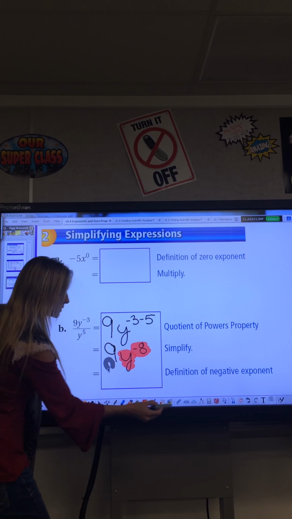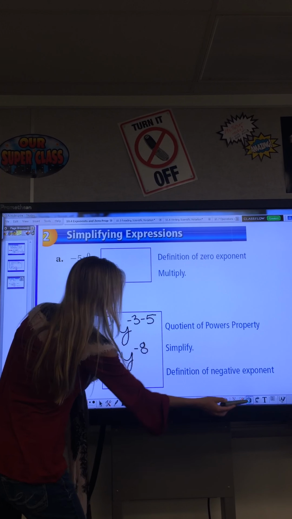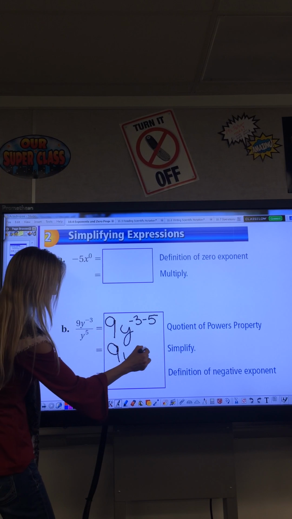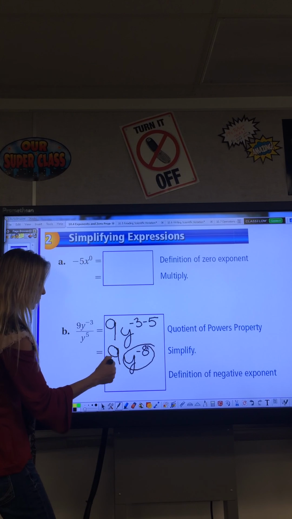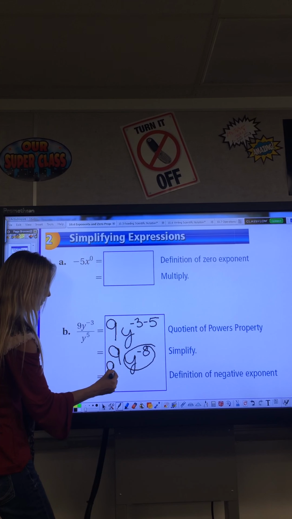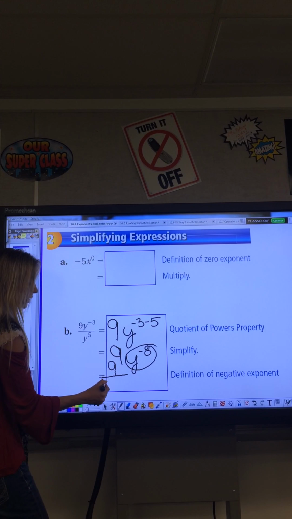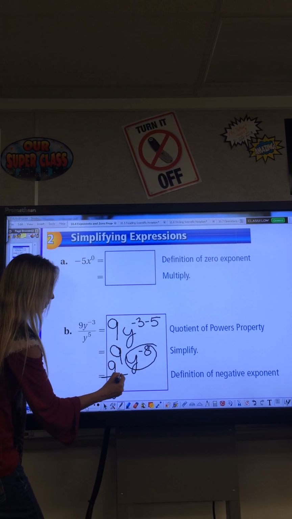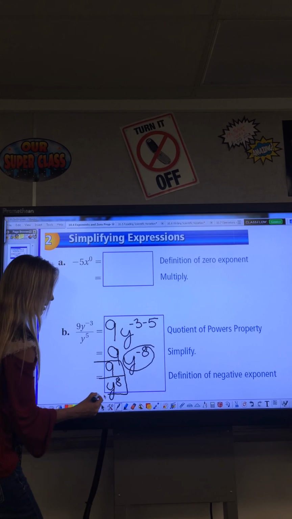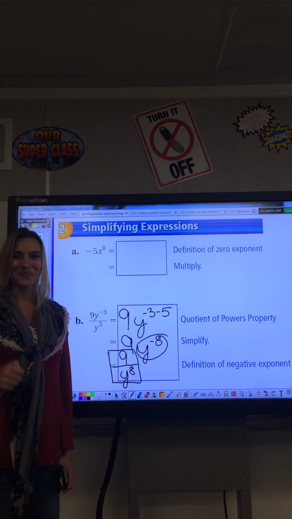So the answer is this goes in the denominator, this will stay because the 9 is positive. So I'm keeping it in the numerator, and the y will go in the denominator, and the exponent will become positive in that case. Sounds good?